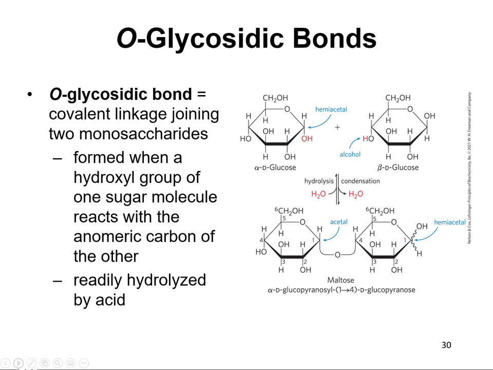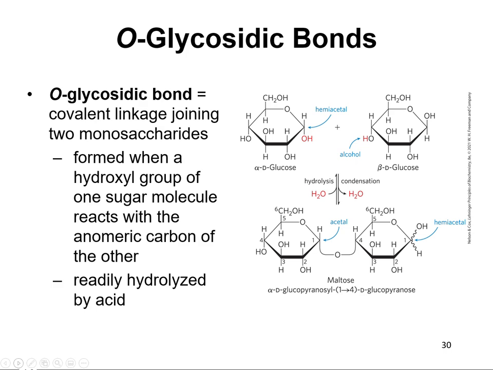So we've talked a lot about monosaccharides. We've talked about the Fisher projection, the Haworth projection, or perspective. But now we need to start putting these monosaccharides together to form disaccharides and larger oligosaccharides. That's where the glycosidic bond comes in. It's a linkage between two different sugars, and it's covalent. So we're joining two monosaccharides covalently. When you have the hydroxyl of one sugar molecule react with the anomeric carbon of another molecule, then you're going to form a glycosidic bond.